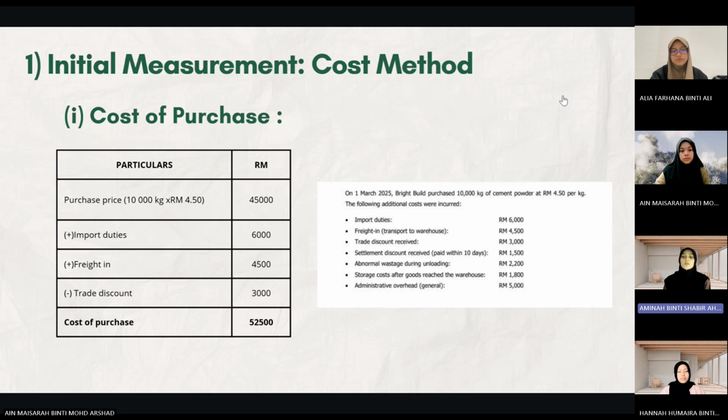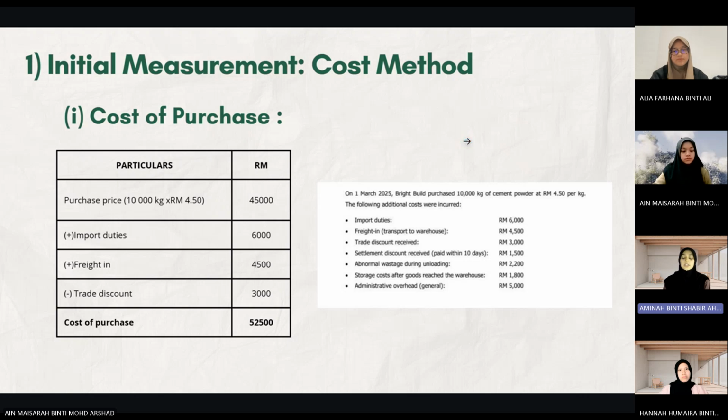Import duties of 6,000 ringgit and freight-in cost of 4,500 ringgit are included because they are directly attributable to bringing the inventory to its present location and condition. A trade discount of 3,000 ringgit is deducted from the purchase cost. So the cost of purchase is 52,500 ringgit.